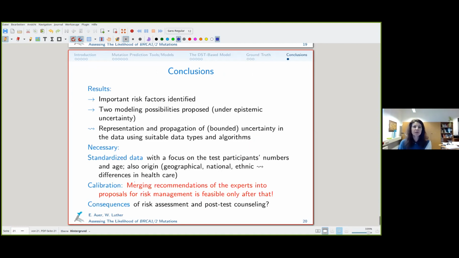So let me come to the conclusions. What are the results? I think at least in the second variant, we were able to identify important risk factors. We propose modeling possibilities that take into account epistemic uncertainty, and of course also the aleatory, both of them together. This helped us to represent and in a way to propagate bounded uncertainty in the data.